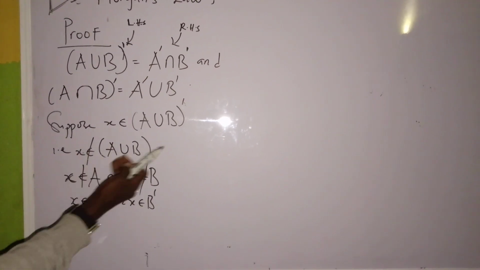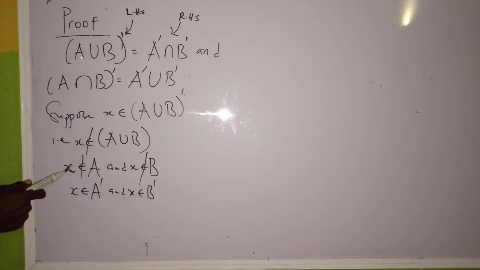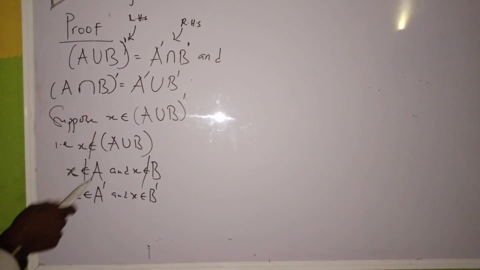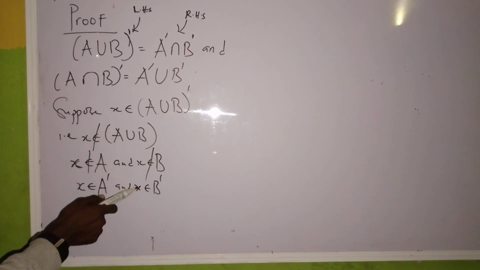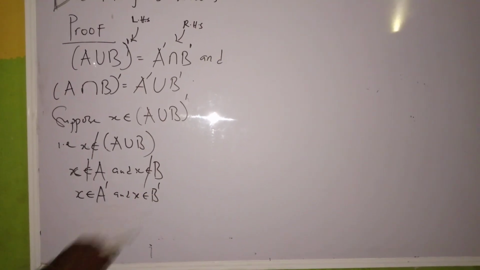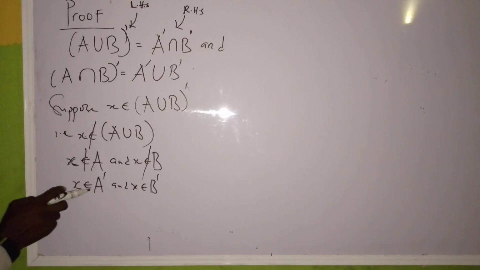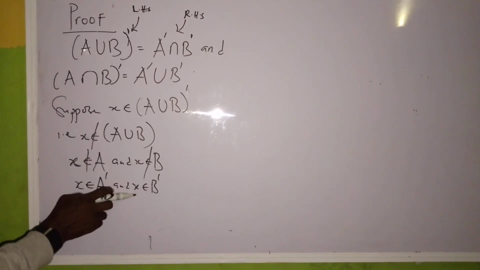Alright, so splitting this process, if you look at it this way, I said if x is not an element of A, definitely x is an element of A prime. If x is not an element of B, it means that x is an element of B prime. Alright, so now we can conclude the process saying that since x is an element of A prime and x is an element of B prime, x is common to both sides.